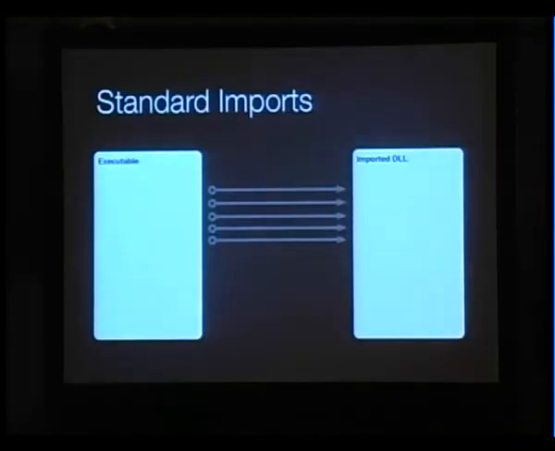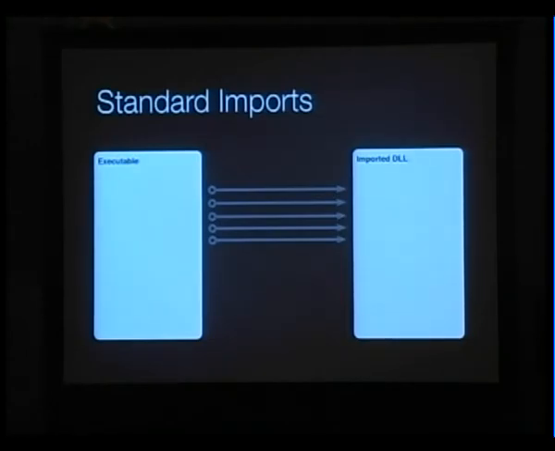So the whole process can be explained visually like this. Normally, the relationship between an executable and a DLL is that the executable will be importing some symbols, and there will be a set of pointers put towards the DLL function.